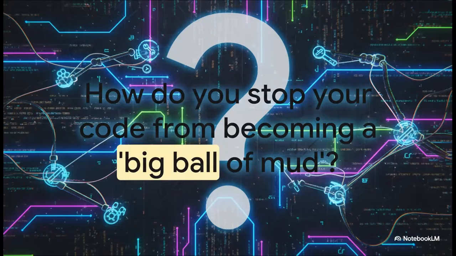So that really is the million-dollar question, isn't it? How do you stop your code from becoming that thing we all dread? A big ball of mud. You know, that tangled mess where you change one tiny thing over here and suddenly a completely unrelated part of the app just explodes? How do you actually keep control?